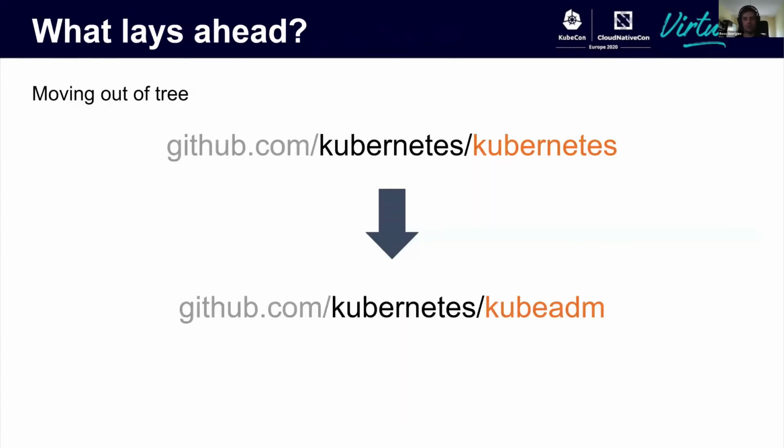Now, what lies ahead for kubeadm? The first and probably the biggest change that lies ahead for kubeadm is moving kubeadm's source code from the main Kubernetes repository, which is right now at github.com/kubernetes/kubernetes, into the kubeadm specific GitHub repository, which is going to be github.com/kubernetes/kubeadm.